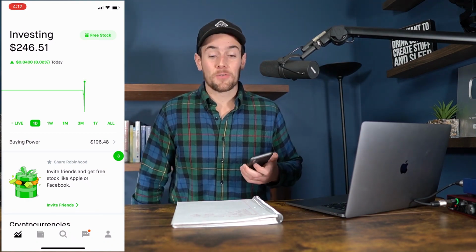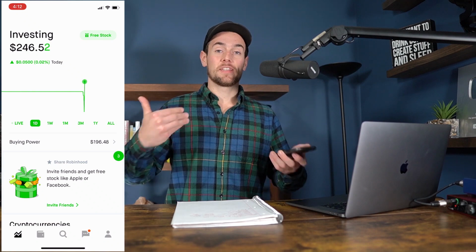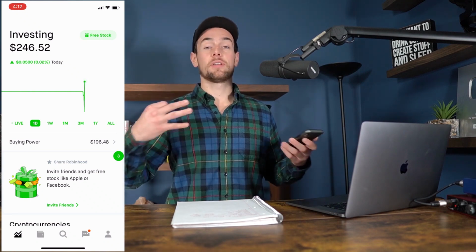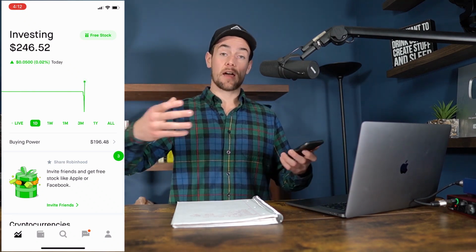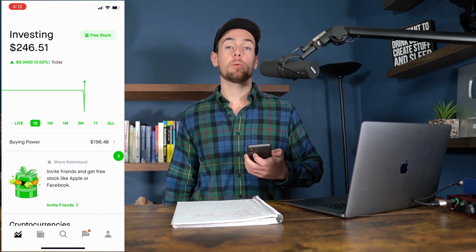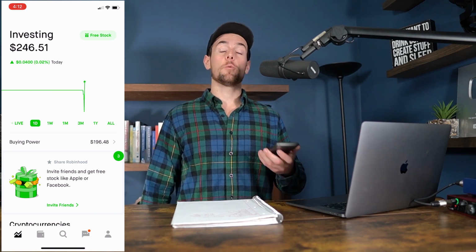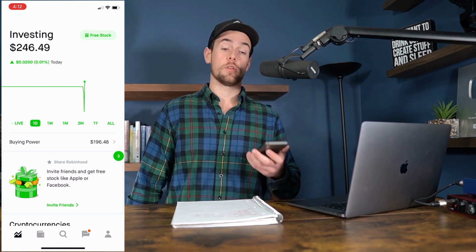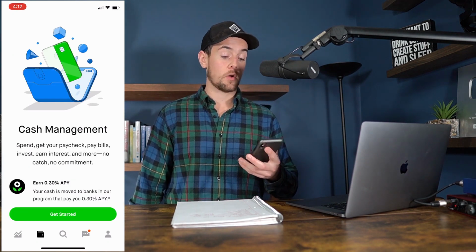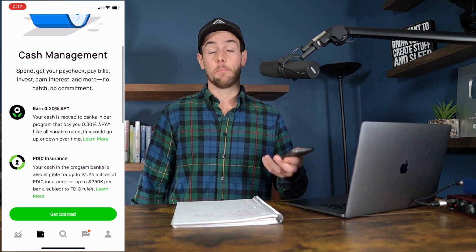So now that you guys understand how to actually purchase stocks, options, crypto, and different assets on Robinhood and how to sell them, I want to cover a couple of different features and tools available on Robinhood that you may want to be aware of as a new user. And the first one is something called Robinhood Cash Management.